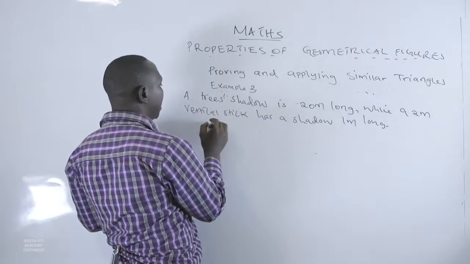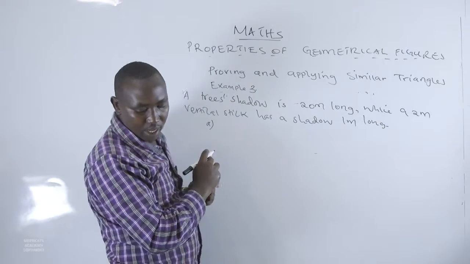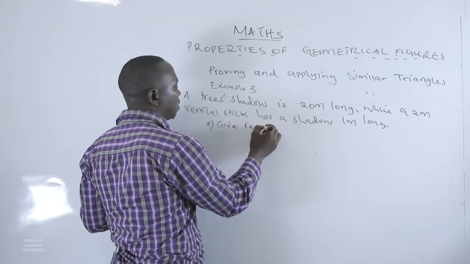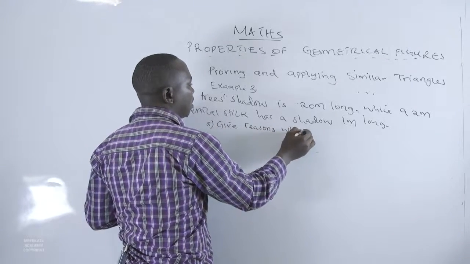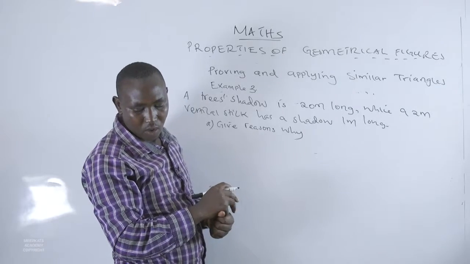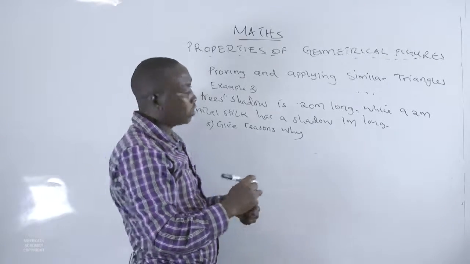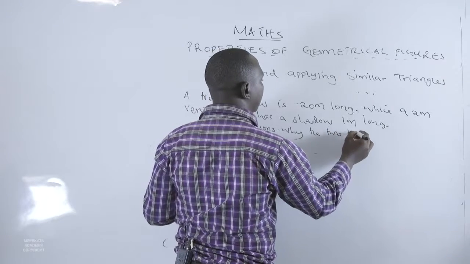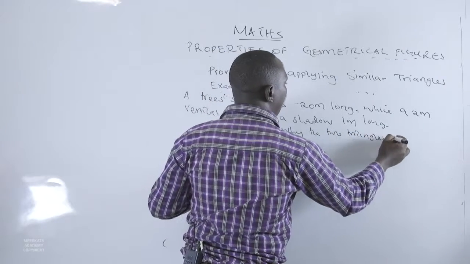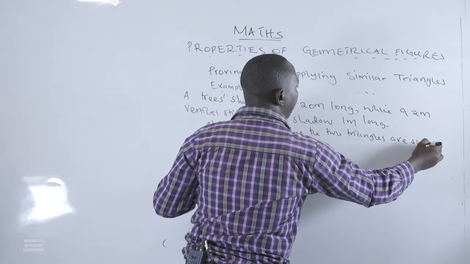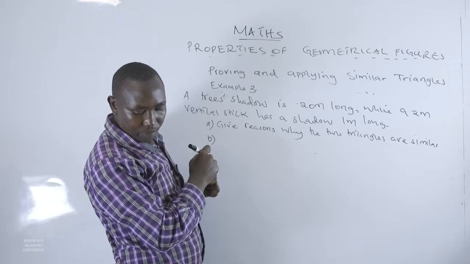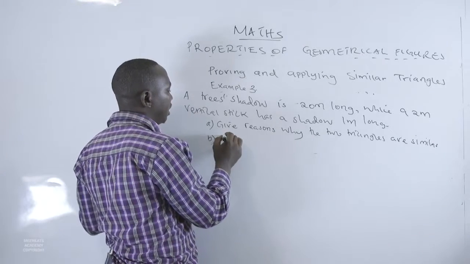There are two questions here. One, give reasons why the two triangles are similar. And part B, find the height of the tree.